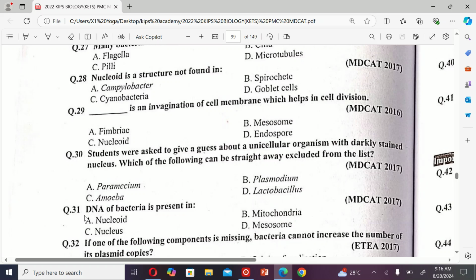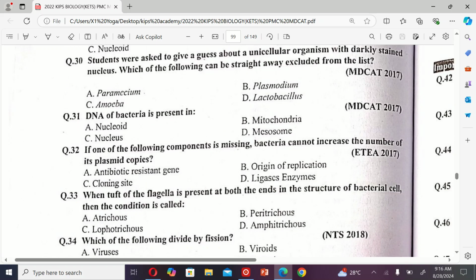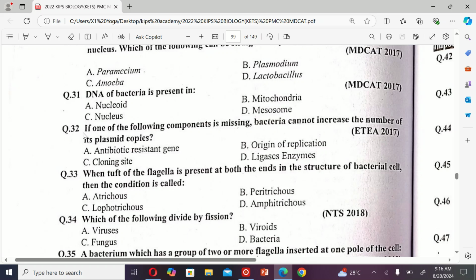The next MCQ is: DNA of bacteria is present in A. nucleoid, B. mitochondria, C. nucleus, and D. mesosome. So the correct option is A. Nucleoid. The next MCQ is: if one of the following components is missing, bacteria cannot increase the number of its plasmid copies. A. Antibiotic resistant gene, B. Origin of replication, C. Cloning sites, and D. Ligases enzyme. So the correct option is B.